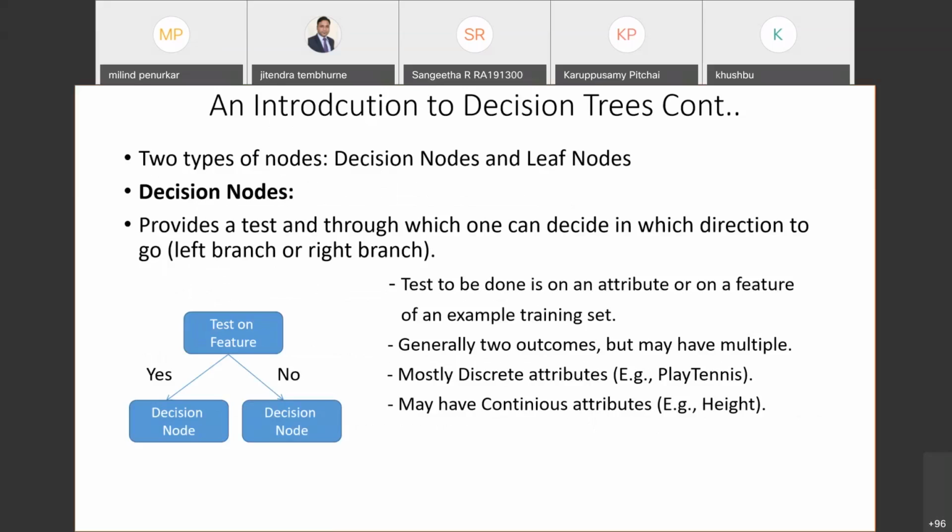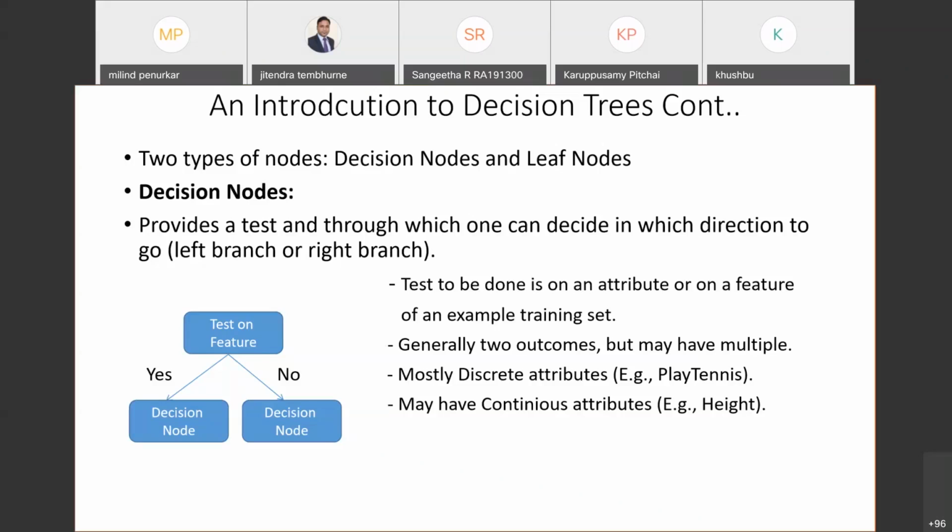Okay, so the nodes that I was talking about, there are a couple of types. One is called a decision node and the other is called a leaf node. So first is the decision node. It provides a test through which one can decide in which direction to go, whether on the left branch or on the right branch, as we have seen. So at every node, we would be testing a feature and its value. Based on its value, we will be going in the left hand direction or right hand direction.